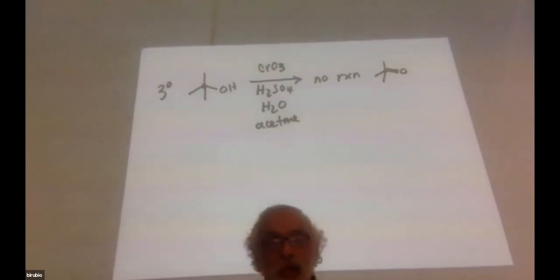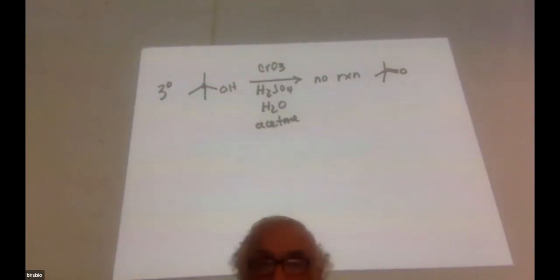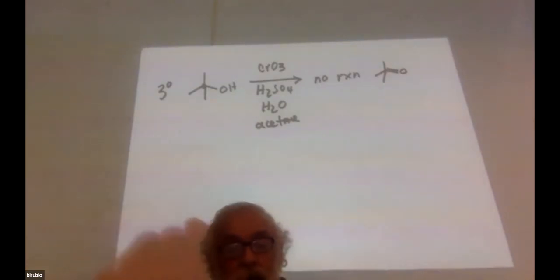So a tertiary alcohol cannot be oxidized using this chromium trioxide, sulfuric acid, and water and acetone system. So it's only going to be primary alcohols and secondary alcohols that are susceptible to oxidation and not a tertiary.